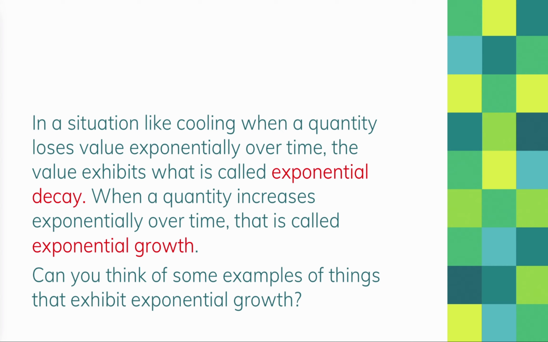In a situation like cooling, where a quantity loses value exponentially over time, the value exhibits what's called exponential decay. When a quantity increases exponentially over time, that is called exponential growth. Can you think of some things that exhibit exponential growth? Populations often exhibit exponential growth. Bacteria in a petri dish. Compound interest is an example of exponential growth.